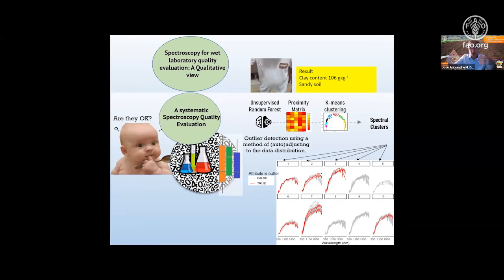Now, this is something we are creating, and it is still not published: a systematic spectroscopy quality evaluation where, using the spectra, he creates clusterings, and in each cluster he sees which sample has a spectrum that is too far from the pattern it should have, like an outlier.